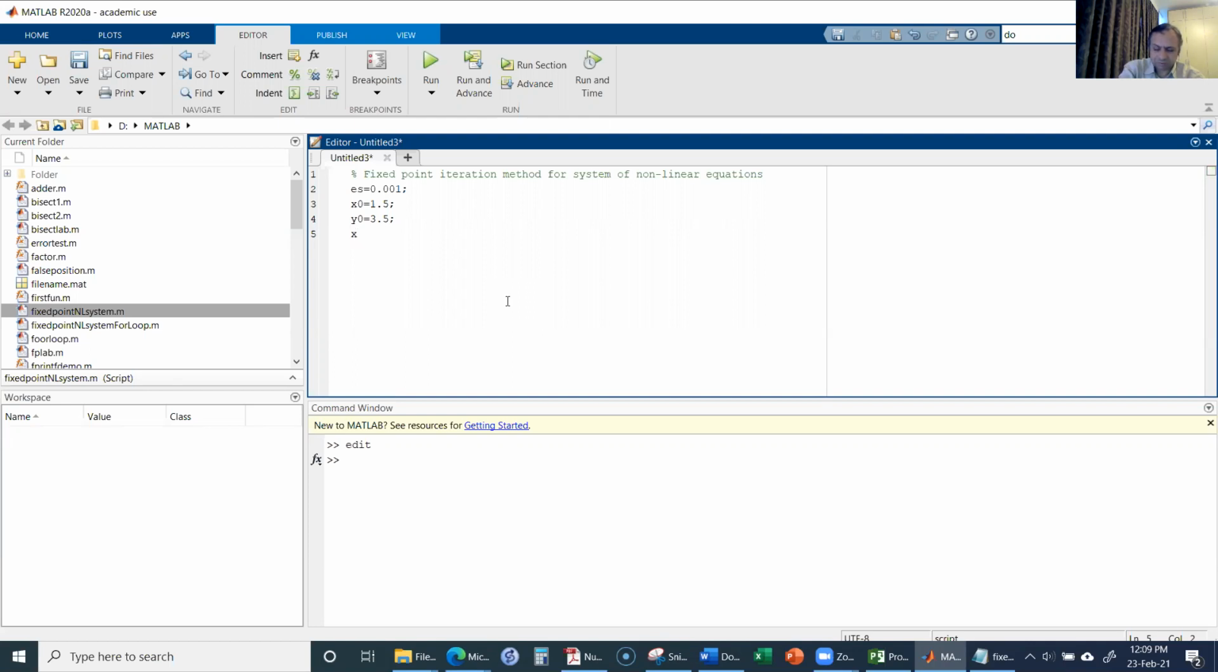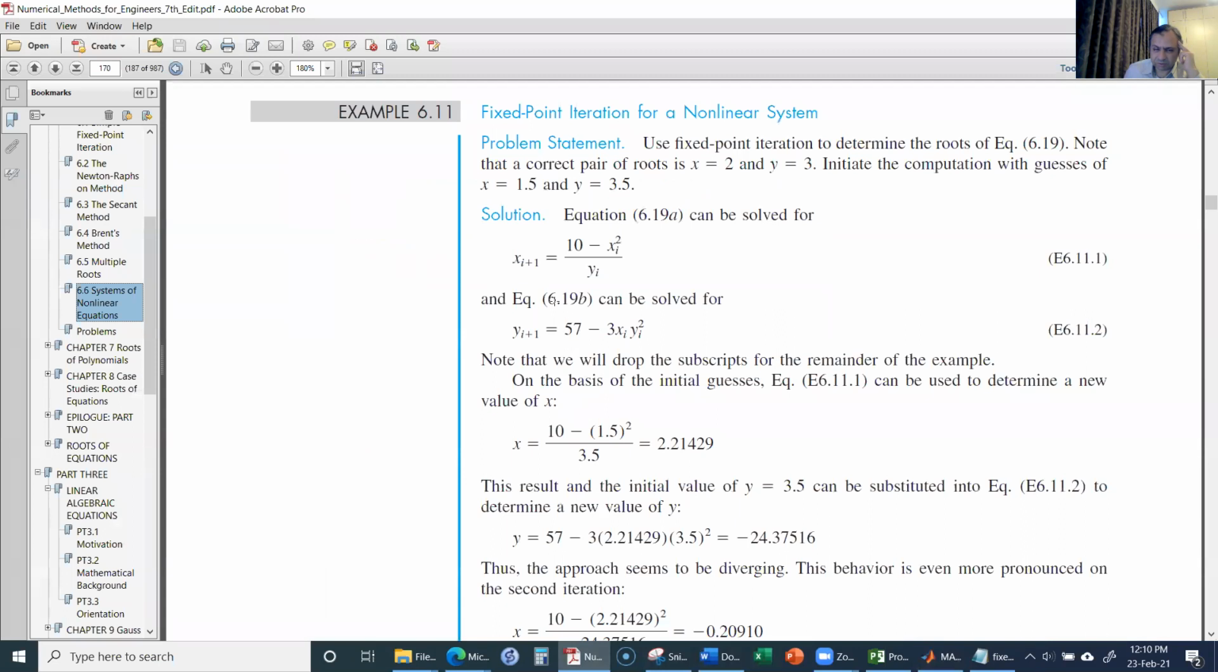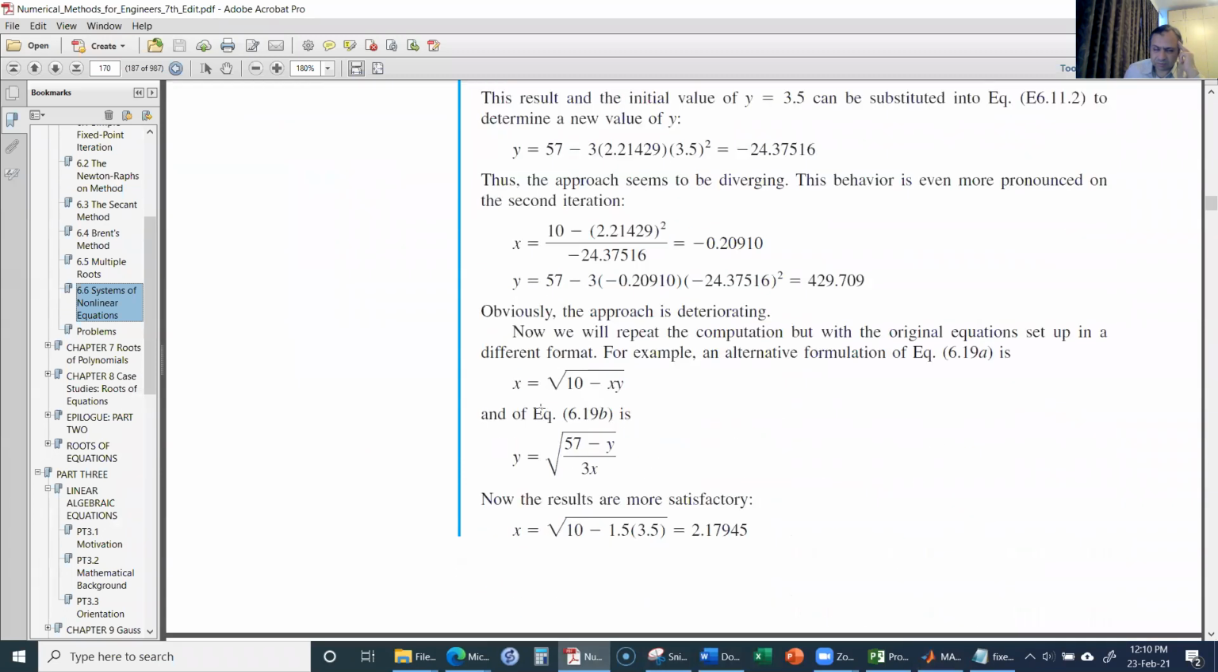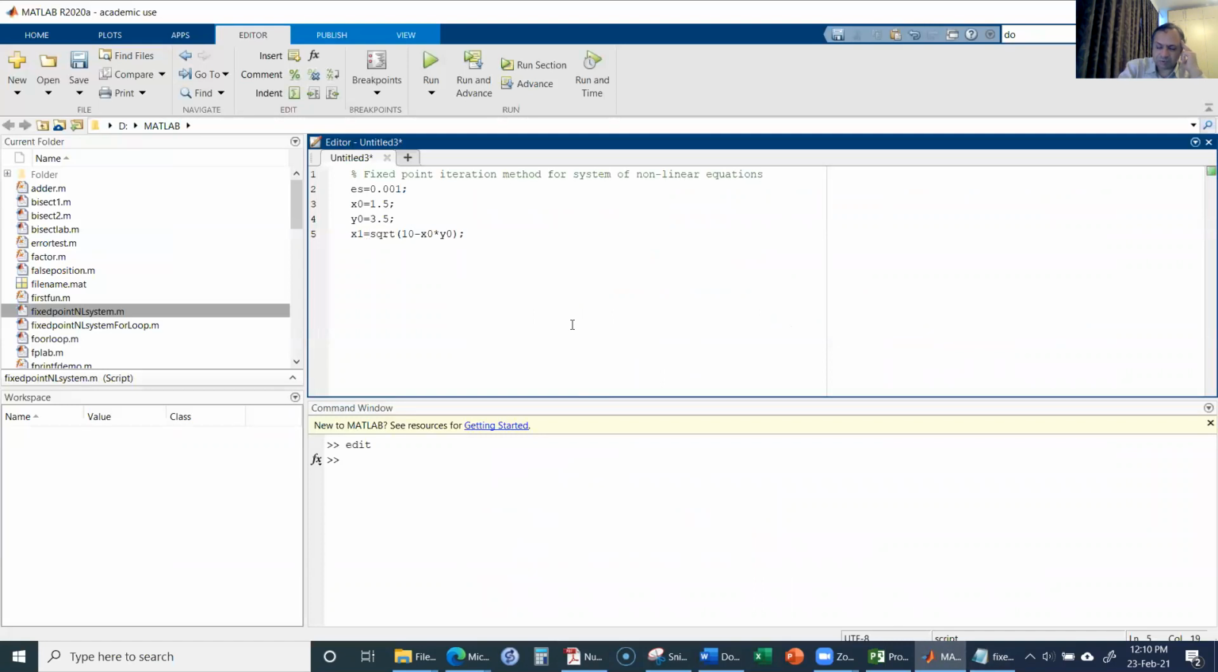So x1 is equal to sqrt, square root, of 10 minus x naught times y naught. Okay, and then close it. You can see that its form is x equal to square root of 10 minus xy. So we can represent it, and then similarly we can represent y.